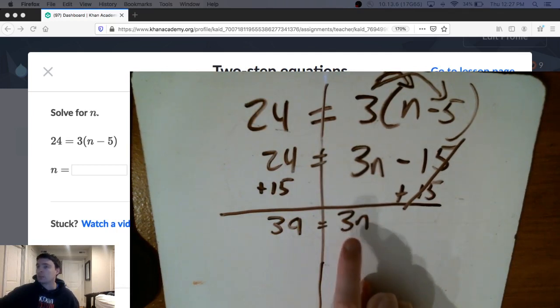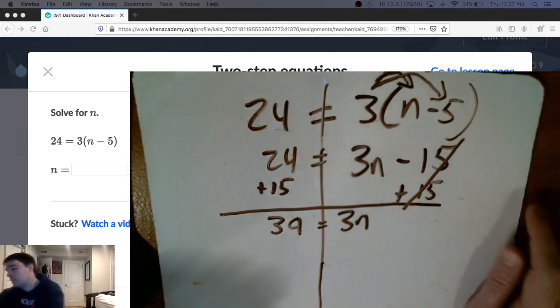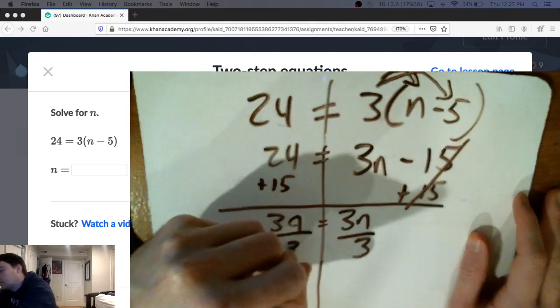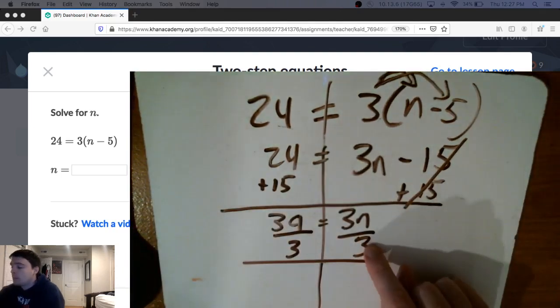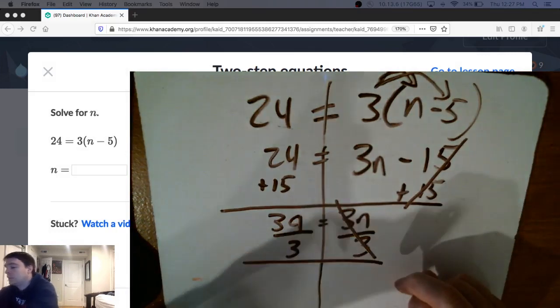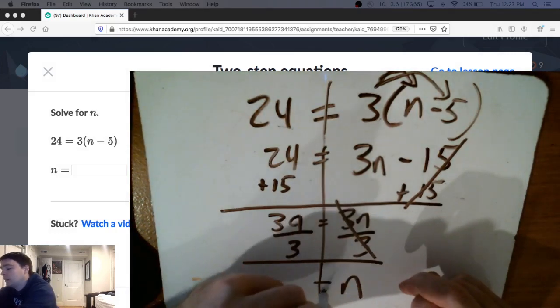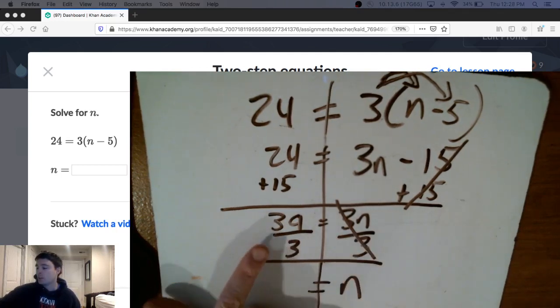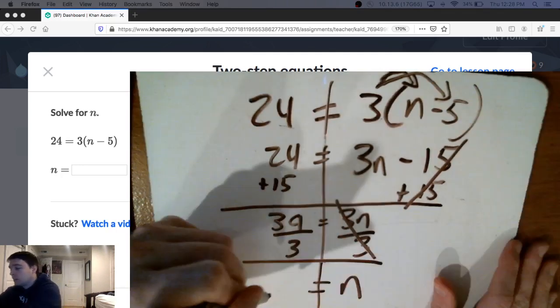I want to cancel out this coefficient. The way I peel the 3, or the way I eliminate the coefficient, is to use division. Division is the opposite of multiplication. So if I were to divide by 3, that would cancel out the multiply by 3, the coefficient. It would give me just n on the right side. Whatever I do to the right side of the equation to change its value, I need to do the same operation on the left side to keep everything balanced. 39 divided by 3 gives us 13.